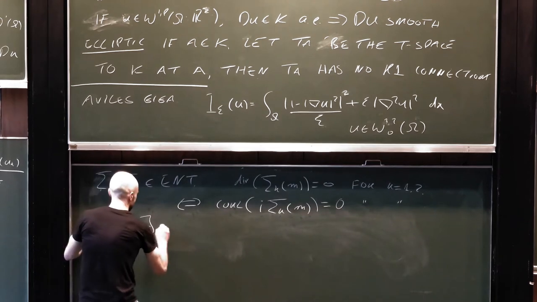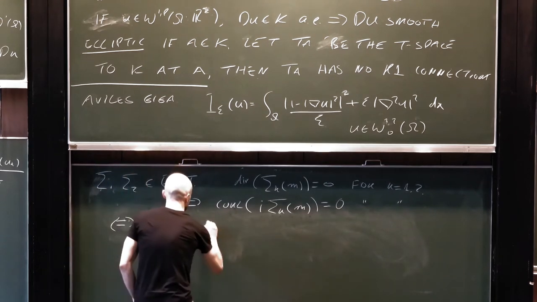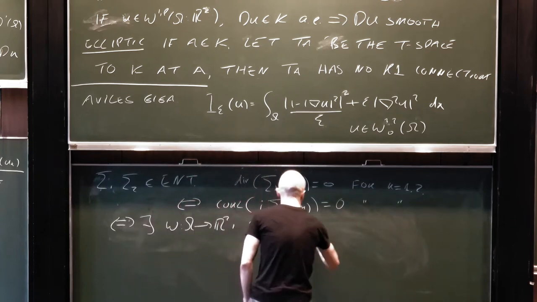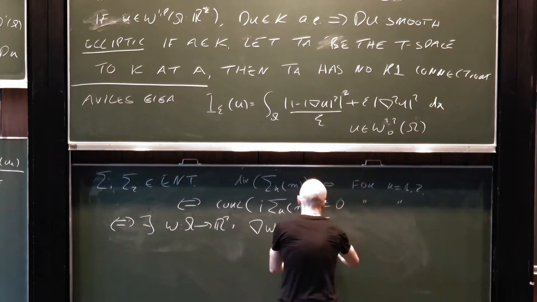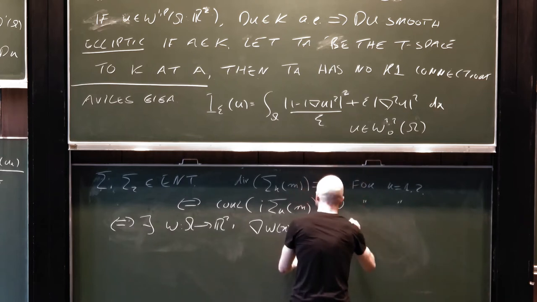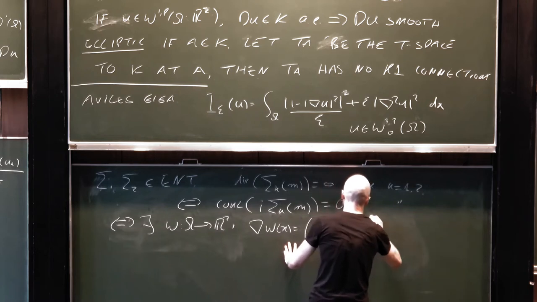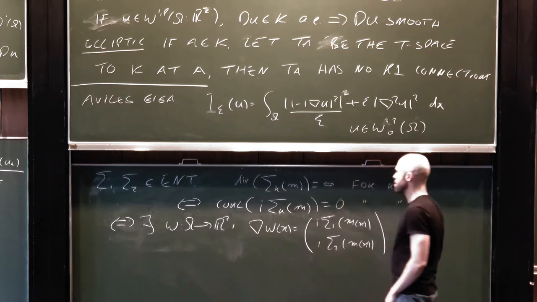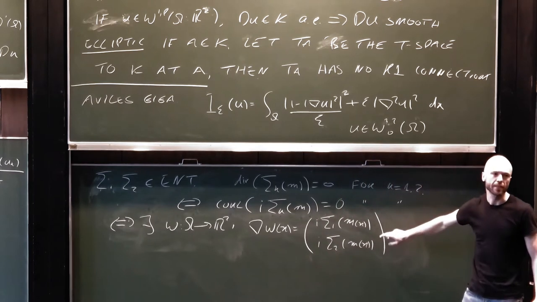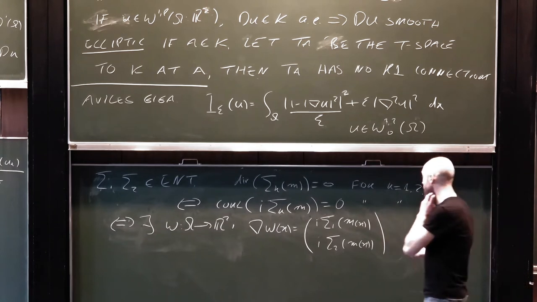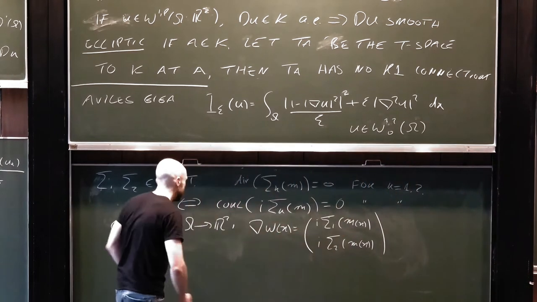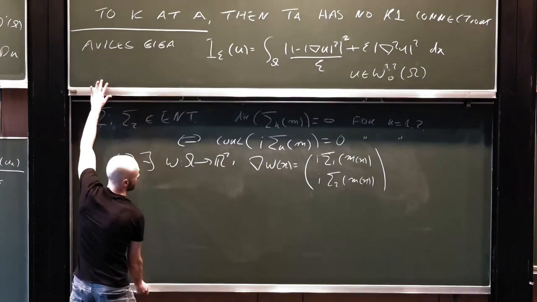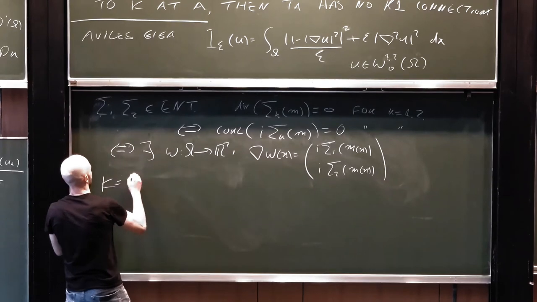And if we assume we have a simply connected domain, this is equivalent to there existing some W on Omega into R^2 such that the gradient of W of x is equal to i times this thing, like this, and this is the second row. Right? This implies this, that's equivalent. No? And what is this? Well, this is a differential inclusion into the following set. The set K.